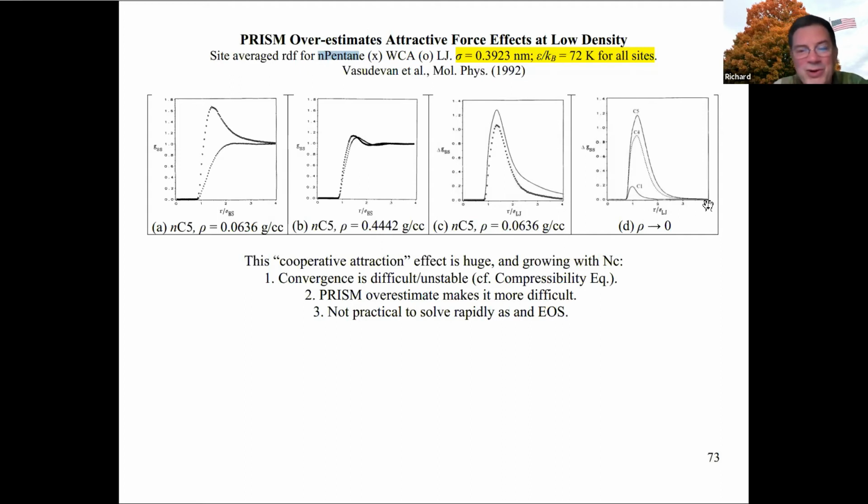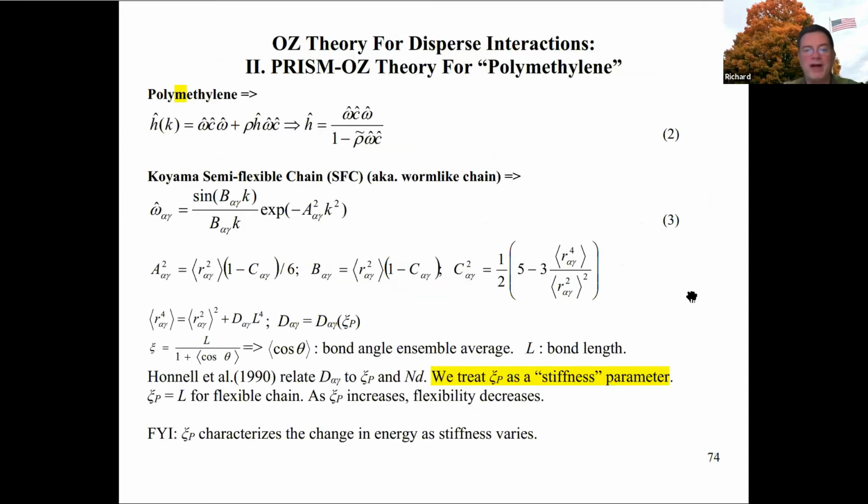And so who knows how far you have to go to get this quantity to converge, this integral. That's a big problem there. That cooperative attraction effect is a big problem for convergence. So now let's talk about how we can use the coupling parameter expansion and characterize this stiffness.